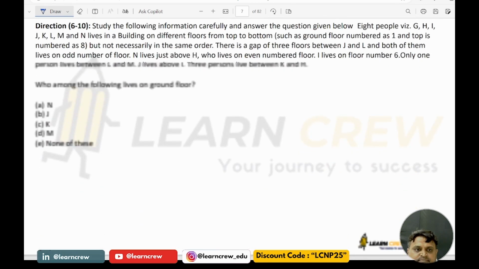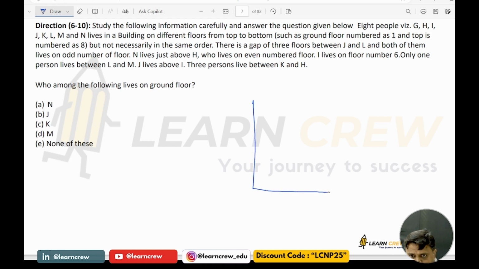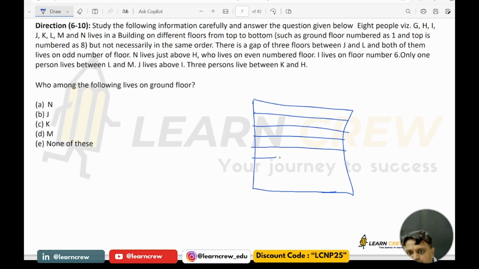Now next. Eight people G, H, I, J, K, L, M, N live in a building on different floors numbered from the bottom, ground floor numbered 1, top floor numbered 8. So there are a total of 8 floors, and we have to adjust which person is on which floor: 1, 2, 3, 4, 5, 6, 7 and 8. This is what is given.